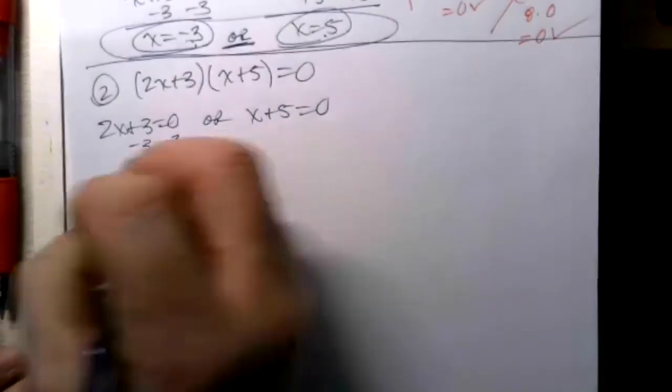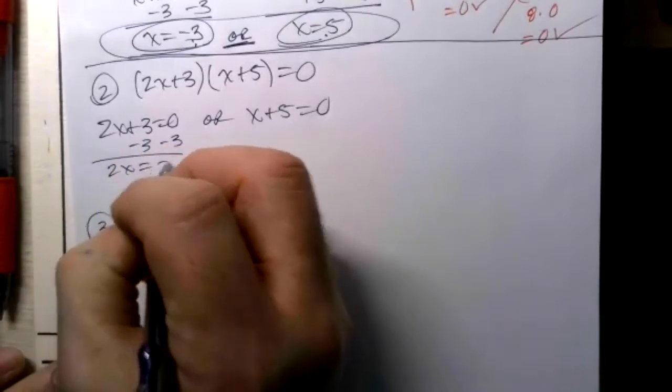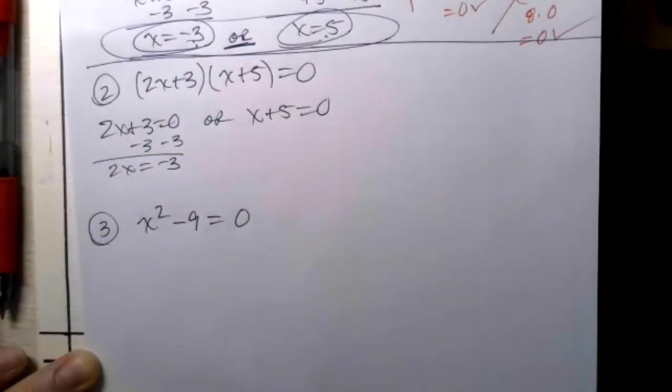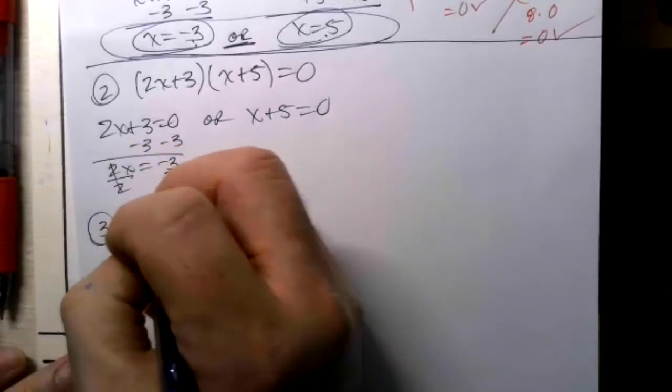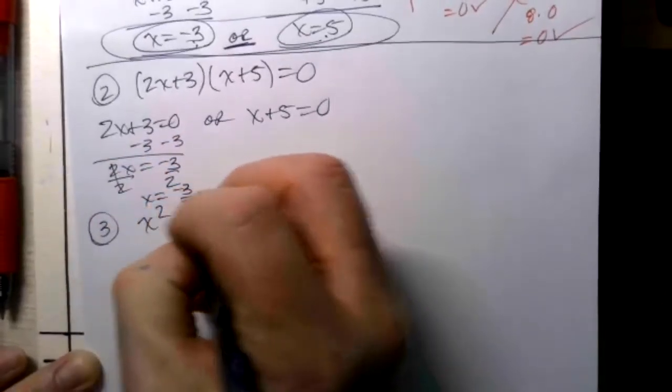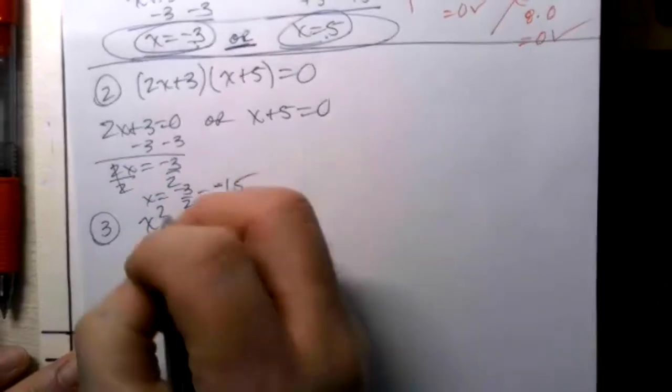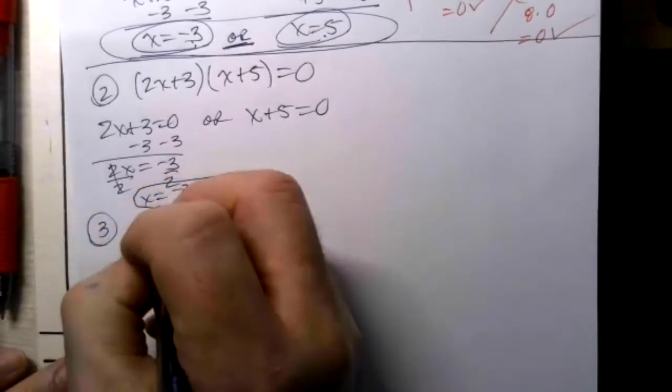So -3 on both sides. So we're just doing some algebra 1 here, some basic pre-algebra. Divide by 2, divide by 2. So x equals -3 over 2. If you want to write that as a decimal, I'm okay with that. If you want to write that as a mixed number, I'm okay with that.